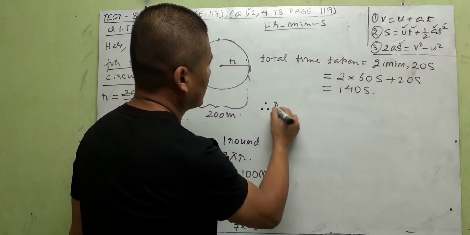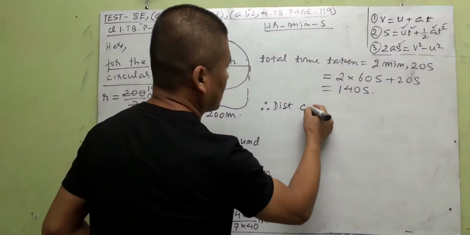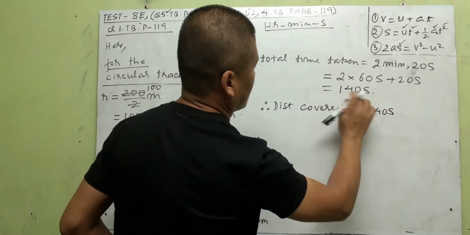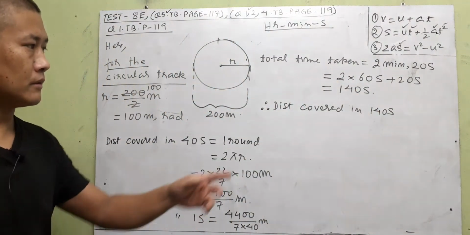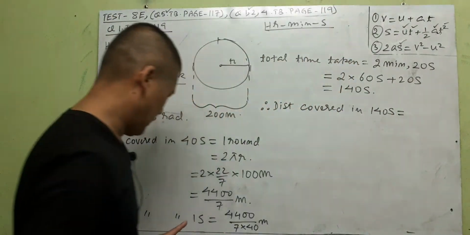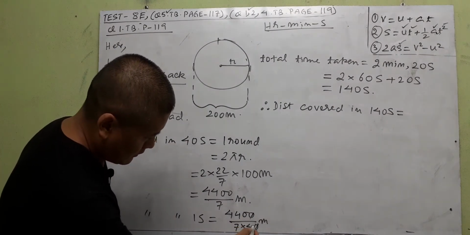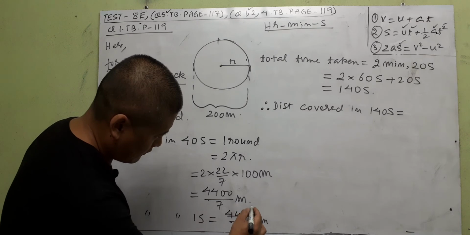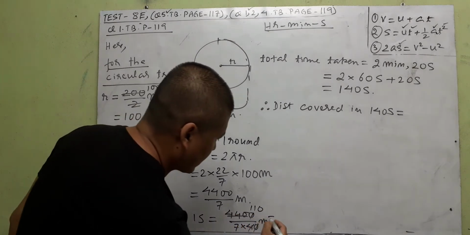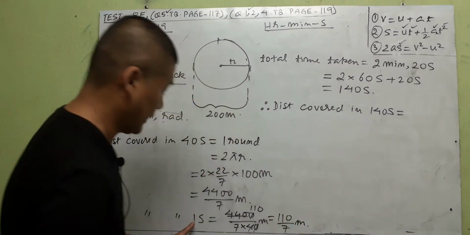Therefore, distance, look here, distance covered in 140 seconds, the actual distance covered in the actual total time. That's what the question is asking. So in 1 second, this much. So let us just cancel this one, 0, 0, and 4 ones are 4, 4 ones are 4, 0. So 110 by 7. So we're getting here 110 by 7 meter is what you cover in 1 second.